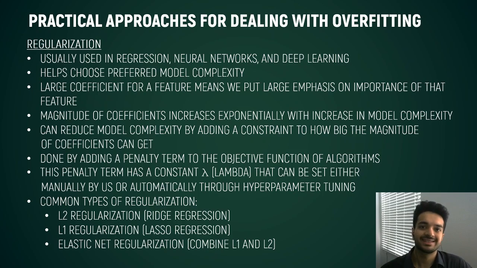Some common types of regularization are L2 regularization, which is used in ridge regression, where you're using a penalty term equivalent to the square of the coefficient. L1 regularization is used in lasso regression, where you just use the magnitude, or the absolute value, of the coefficient as the penalty term. You also have elastic net regularization, where you combine both L1 and L2 together. I would love to go deeper into regularization, but it is out of scope for this video.